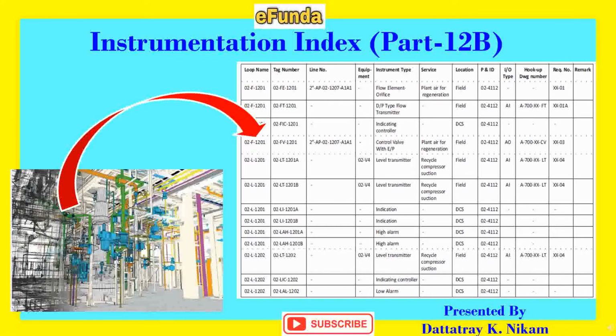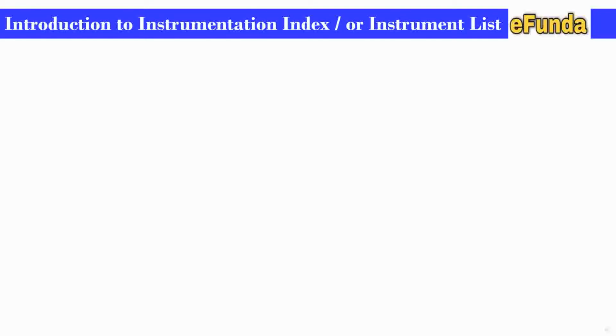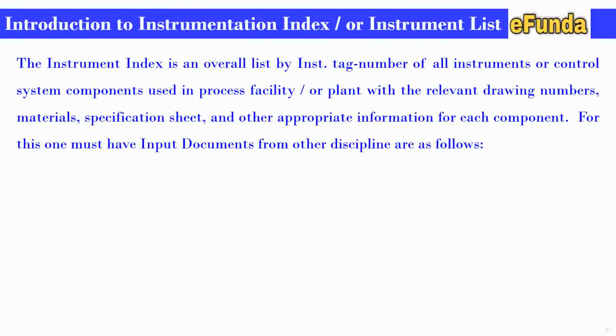Let's begin with today's topic, instrumentation index part 12b. Introduction to instrumentation index or instrument list. The instrumentation index or instrument index is an overall list, by instrument tag number, of all the instruments or control system components used in a process facility or plant, with relevant drawing numbers, material specification sheet, and other appropriate information for each component. For this, one must have input documents from other disciplines, and the list is as follows.